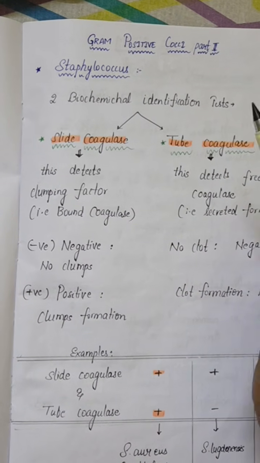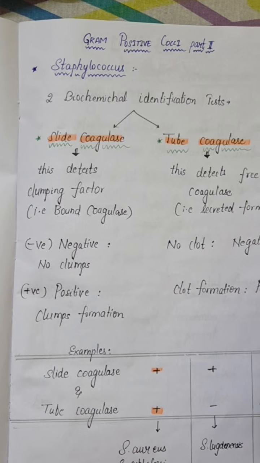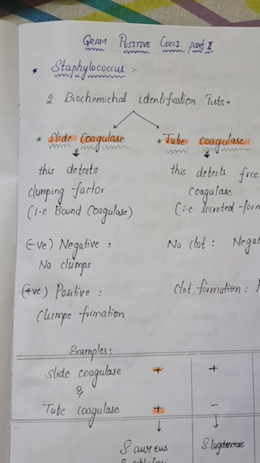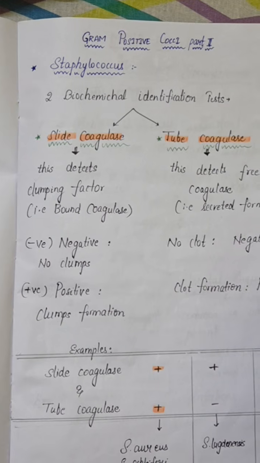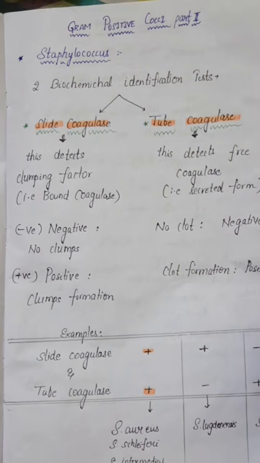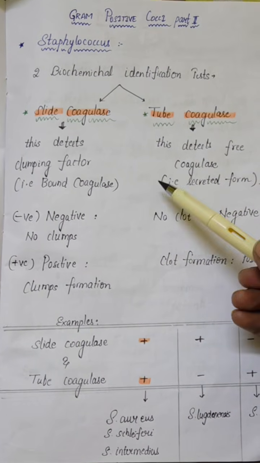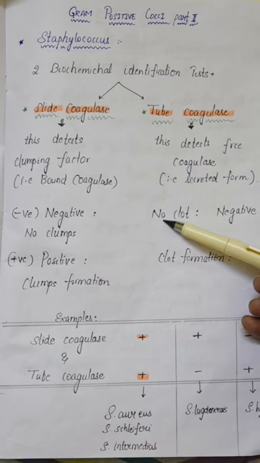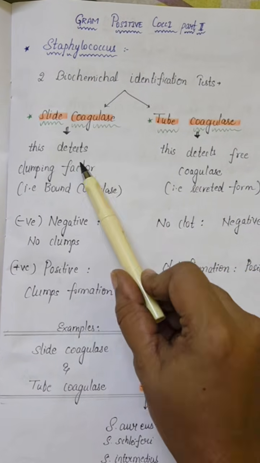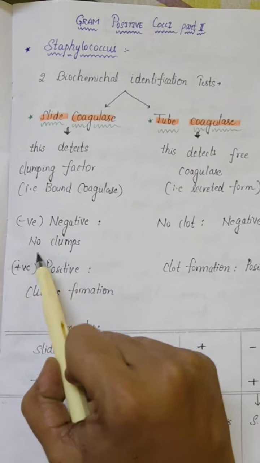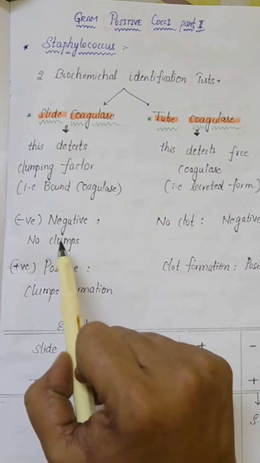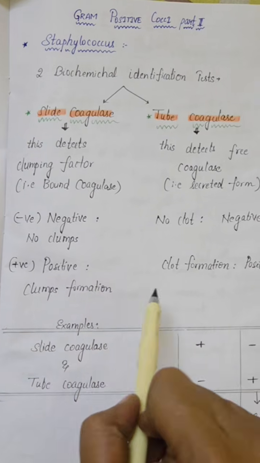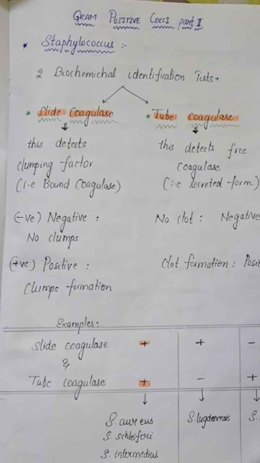You all know that Staphylococcus aureus is the most common pathogen causing many types of skin and soft tissue infections. So the differentiation is very useful in identifying the pathogen. When the slide coagulase test is negative, that means no clumps. When it is positive, clumps are formed on the slide. We are going to see this in the next video.